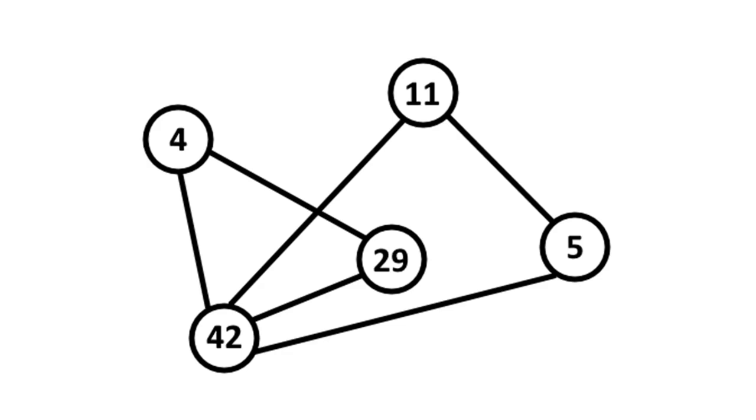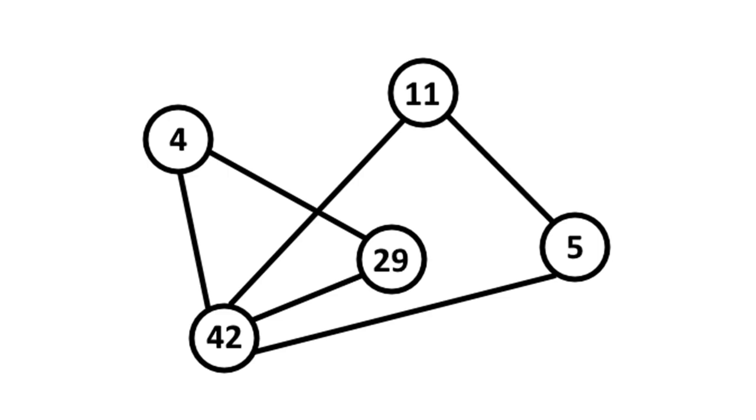This is something called an undirected graph because for each of the edges, we can follow that edge in either direction. So the edge between nodes 4 and 42, we can follow from node 4 to node 42 or from node 42 to node 4.